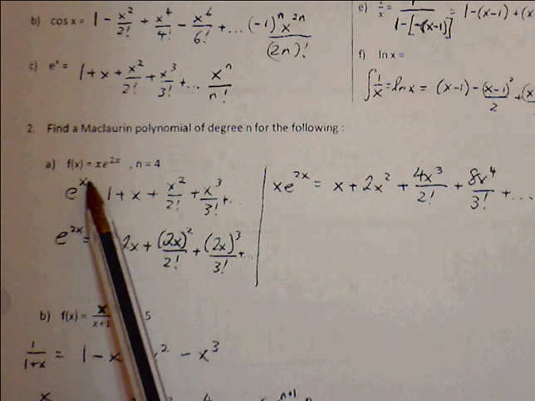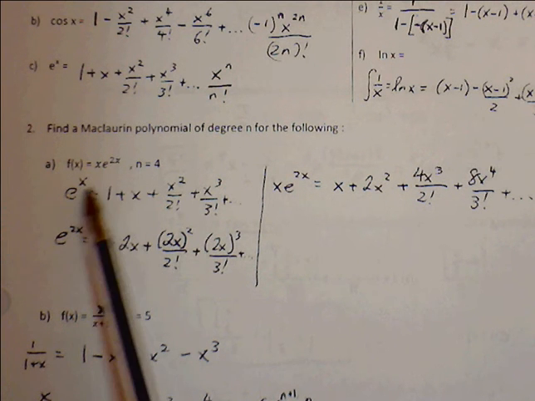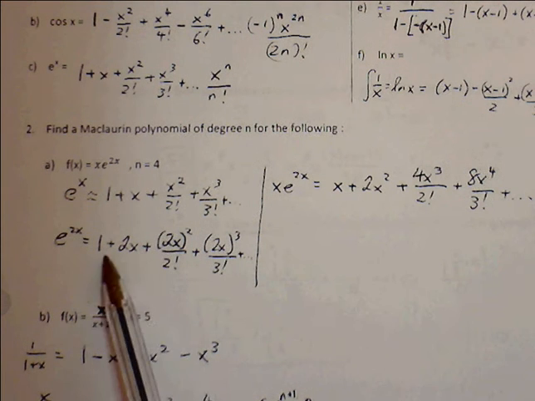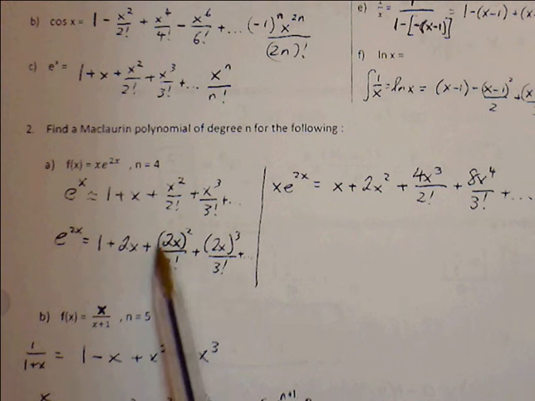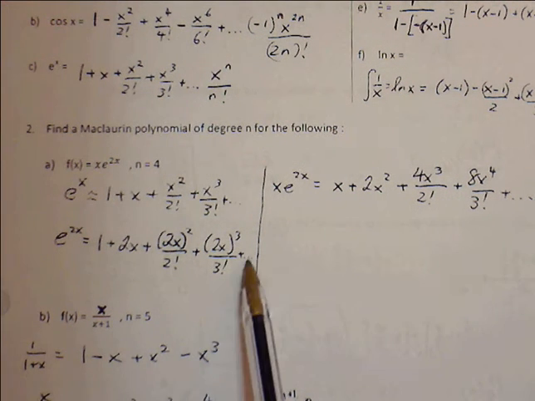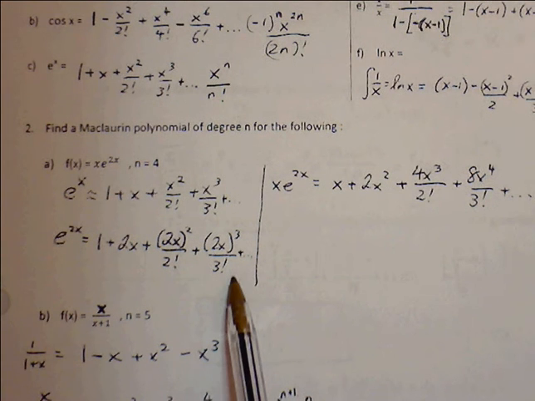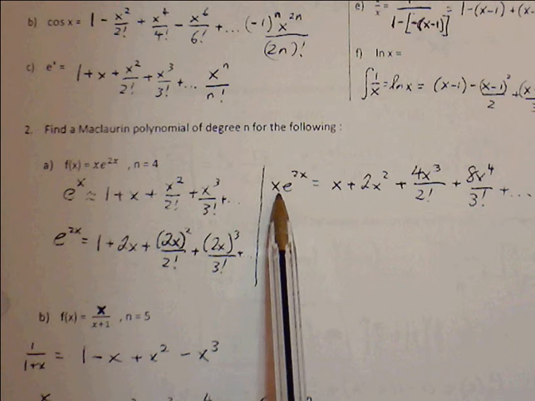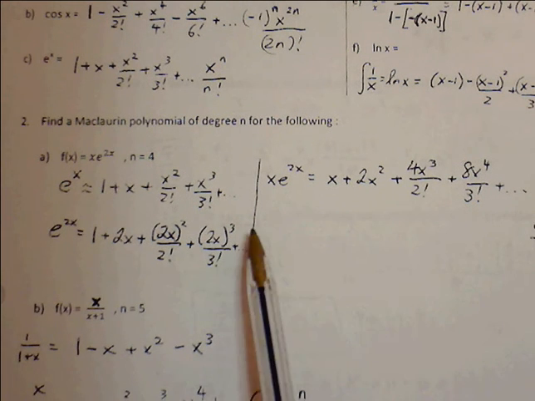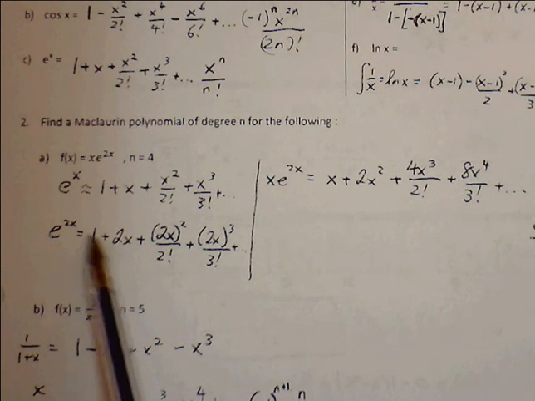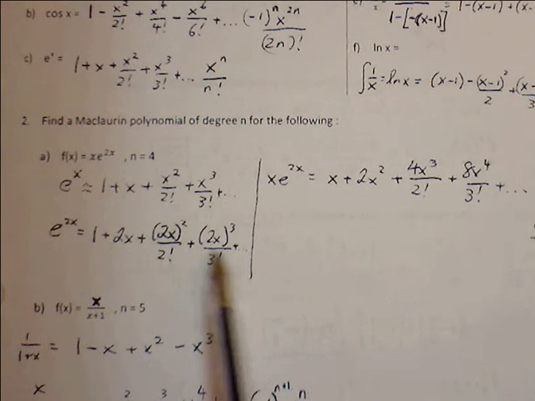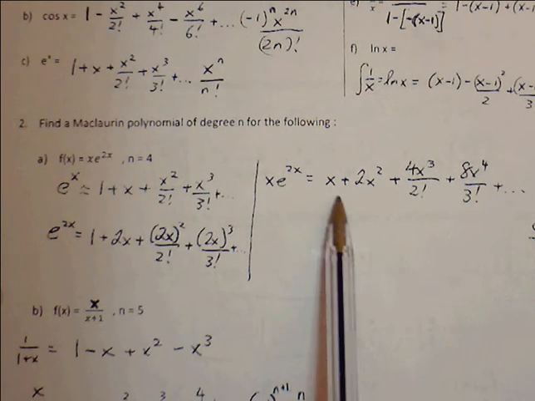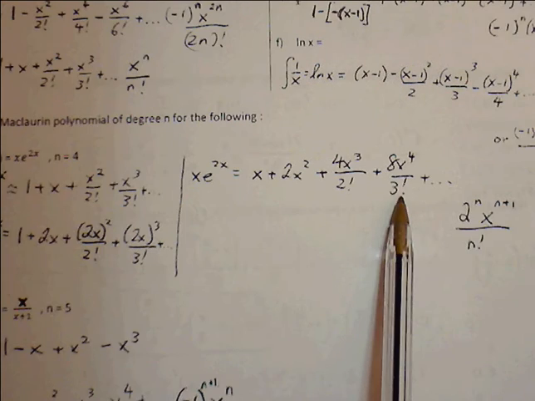Now to get from e to the x to e to the 2x, we can simply replace every x in the polynomial with 2x. So that becomes 1 plus 2x plus quantity 2x squared over 2 factorial plus quantity 2x cubed over 3 factorial. And then finally, multiply by x through. Once we multiply x through with the polynomial representing e to the 2x, then we have this expression left.